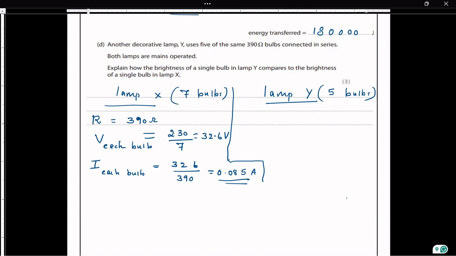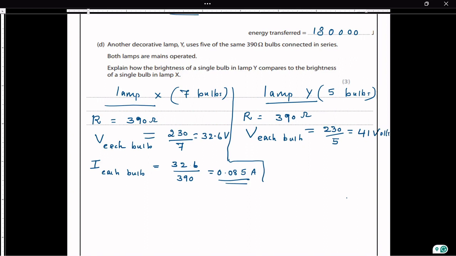Let's see the same thing for lamp Y, and we know that there are 5 bulbs, and the resistance of each bulb is 390 ohms because they are using identical bulbs. Now here let us see what is the voltage across each bulb. The voltage of each bulb is mains operated. So 230 is divided among these 5 bulbs. Therefore, each one is getting a voltage of somewhat 41 volts.